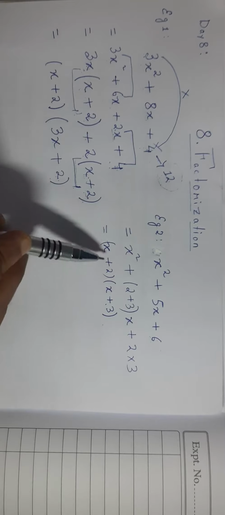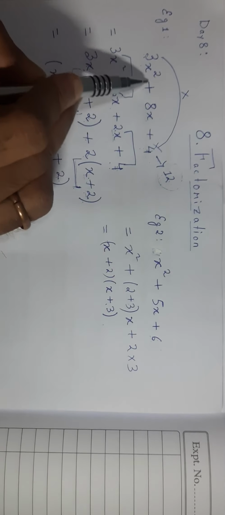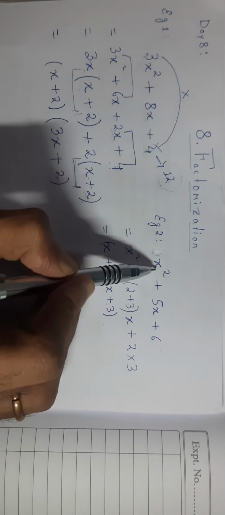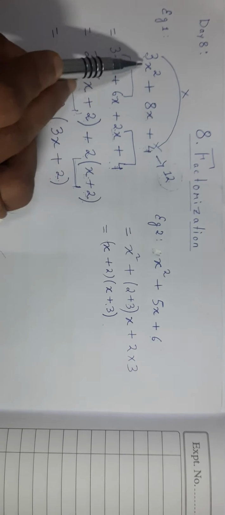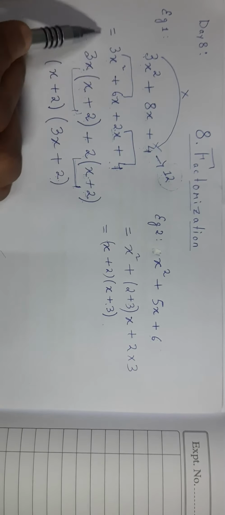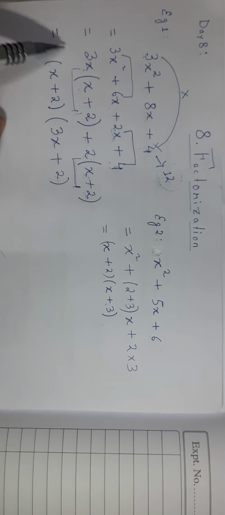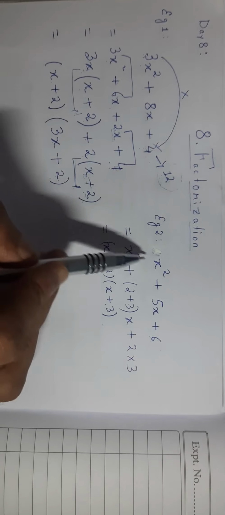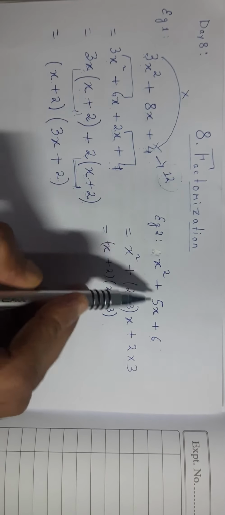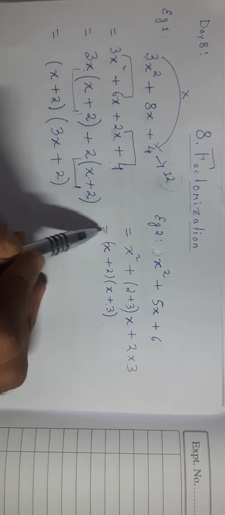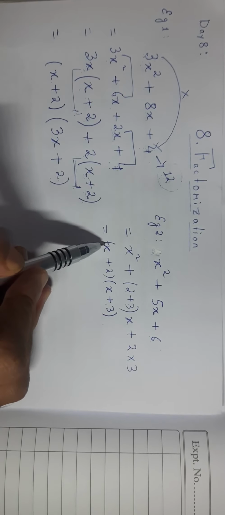Please see this example nicely, where you have to understand that if the coefficient of x square is other than 1, then I have to do the sum in this particular manner. And if the coefficient of x square is 1, then I can proceed as usual that we have done in the previous videos.